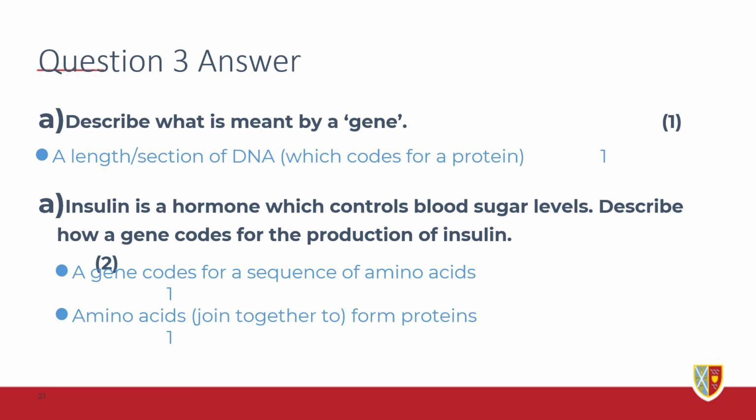Okay, so a gene is a length or a section of DNA which codes for a protein. You'd also be given the mark for which codes for a characteristic. The gene in question 2, insulin is a hormone. The gene codes for a sequence of amino acids which will join together to form a protein. Insulin, being a hormone, is a protein. It's made of protein. Hormones, enzymes, all made of proteins.